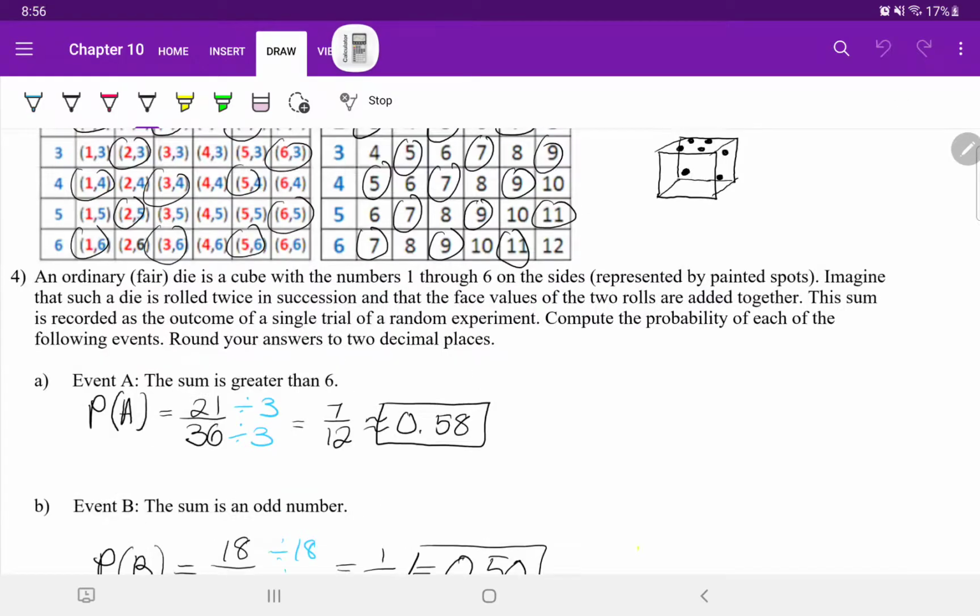So I hope you understand that. In this case, we're looking for which pairs, when we add them, give us an odd output, an odd number.